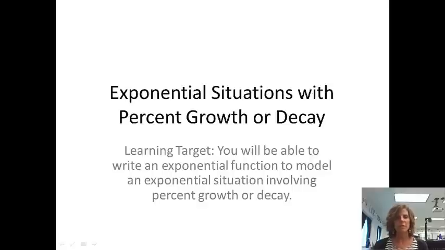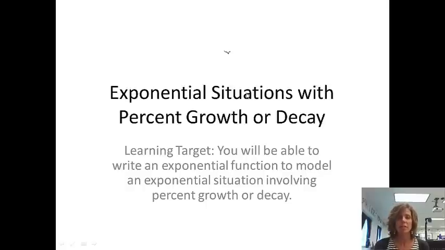So far we've been dealing with exponential situations, exponential growth and decay, and we've been using the formula y equals a times b to the x. We're still going to be doing that, but usually we've been dealing with something that doubles or triples. Well, sometimes things grow by percentage, so that's what we're going to be looking at next.